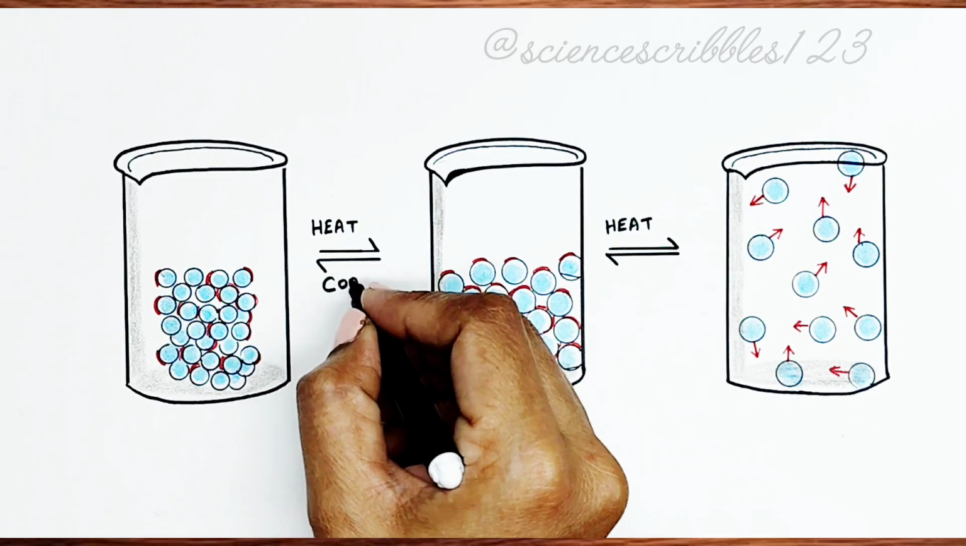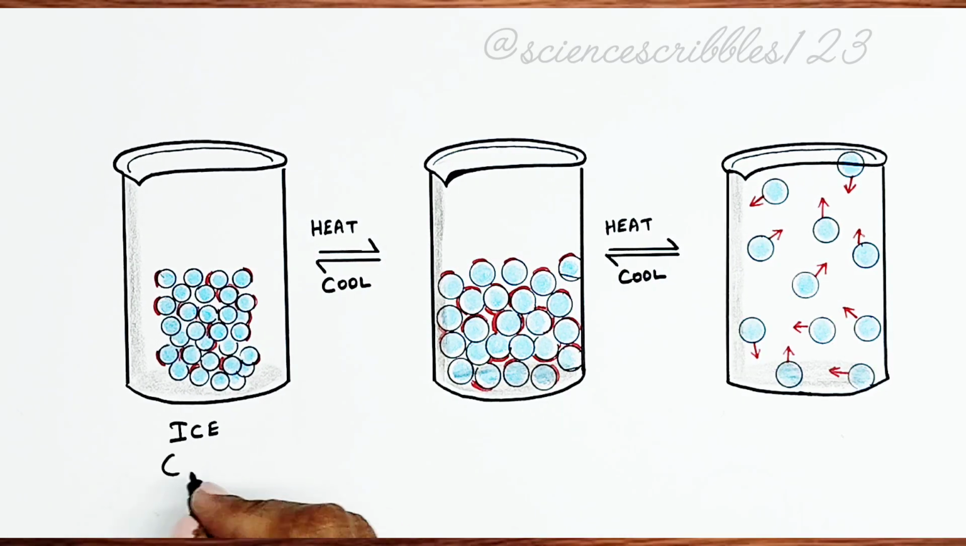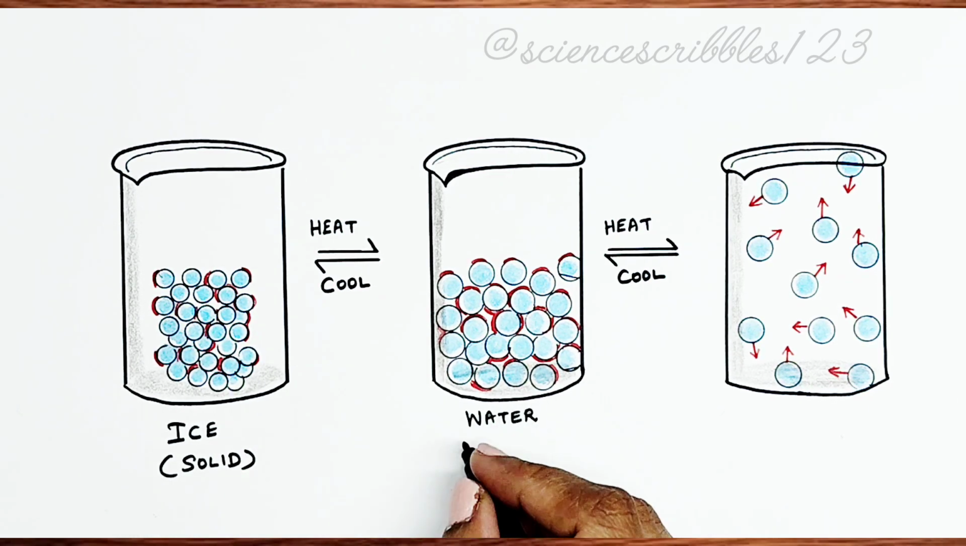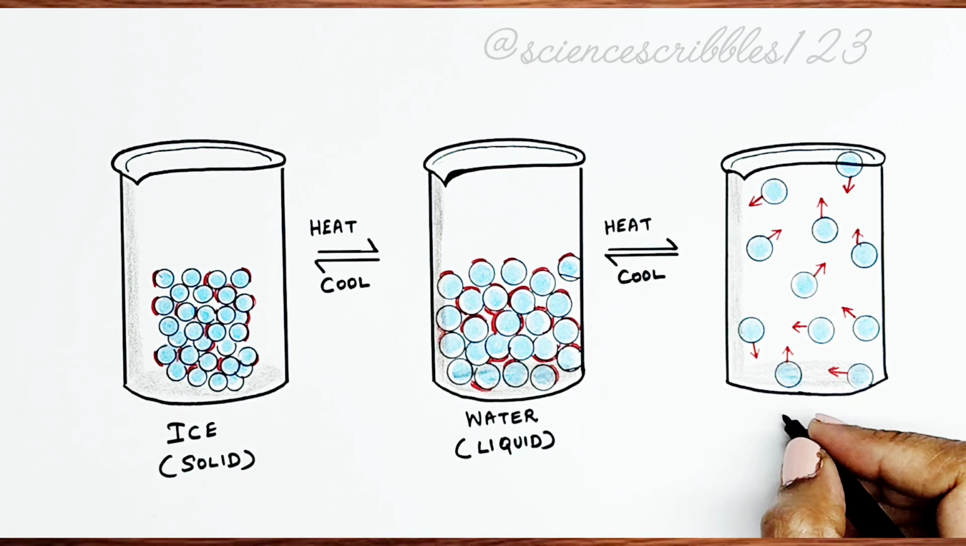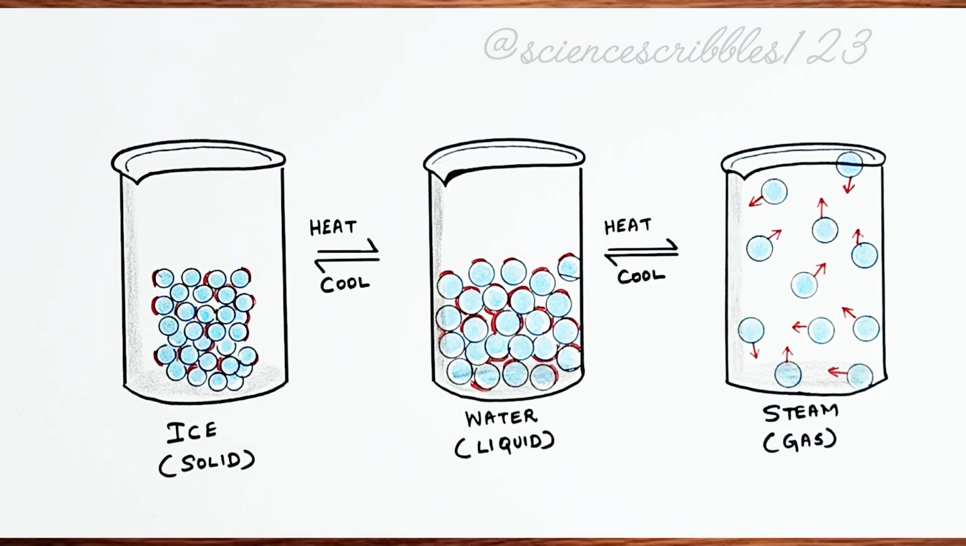Now, let's label the parts. At the top of the diagram, write heat, and at the bottom, where reverse application occurs, write cool to indicate cooling. Label the first beaker as solid ice, the second beaker as liquid water, and the third beaker as gas steam.